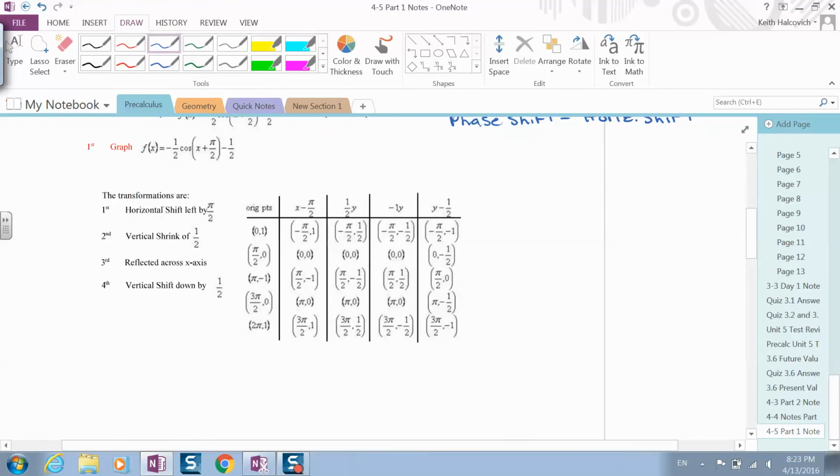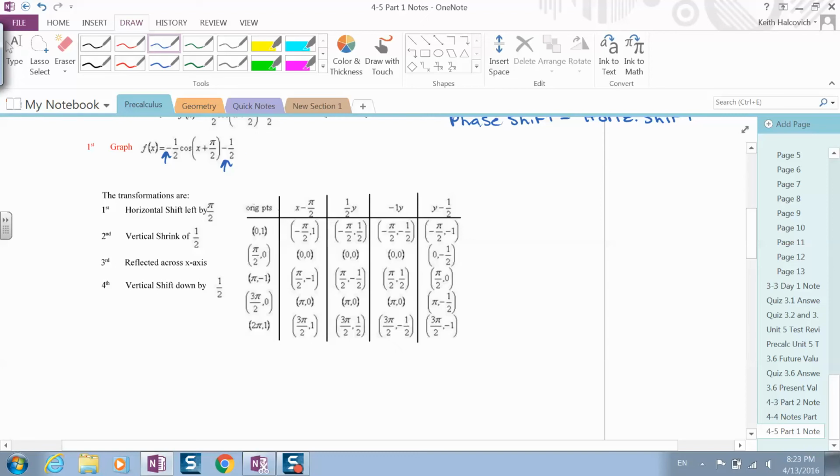All right, looking at the function here, the first thing you notice is there is no horizontal stretch or shrink because there's no number in front of the x. There's no reflection across the y-axis because there's not a negative sign. There's a horizontal shift left by pi over 2 because it's plus pi over 2. There's a vertical shrink of 1/2. There's a reflection across the x-axis because of the negative sign. And there's a vertical shift down by 1/2 because of the minus 1/2.